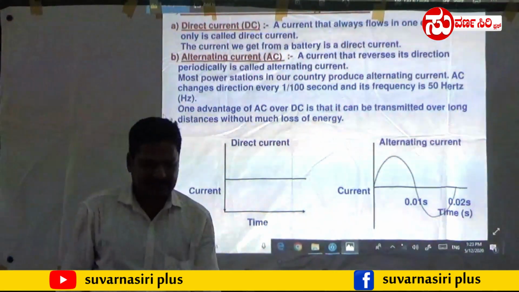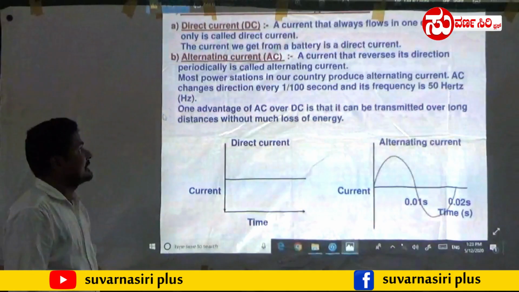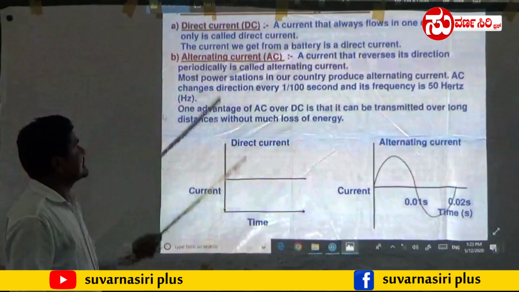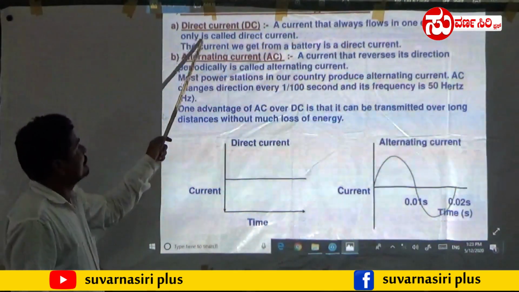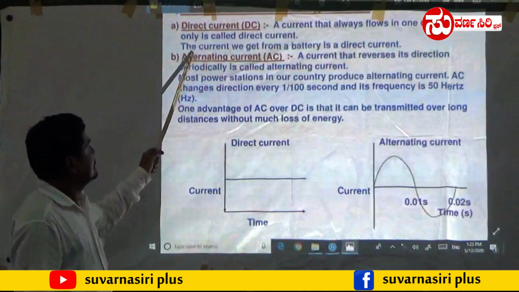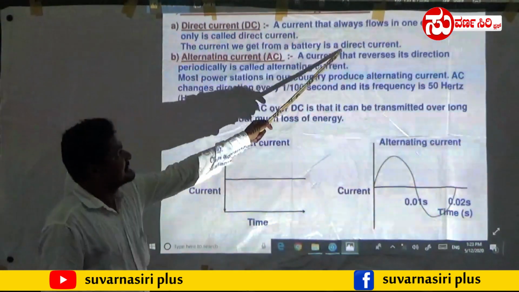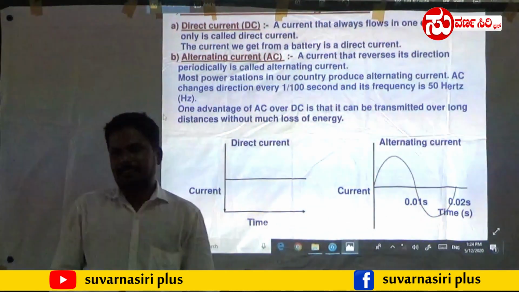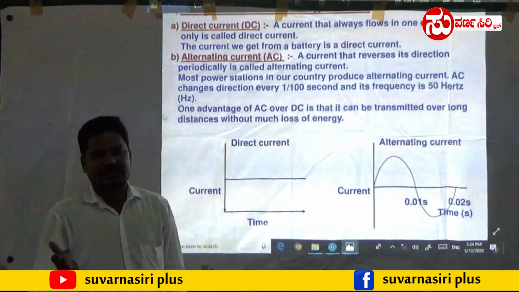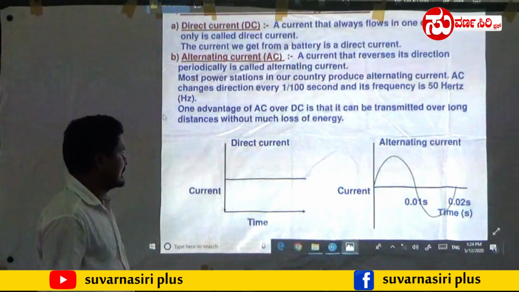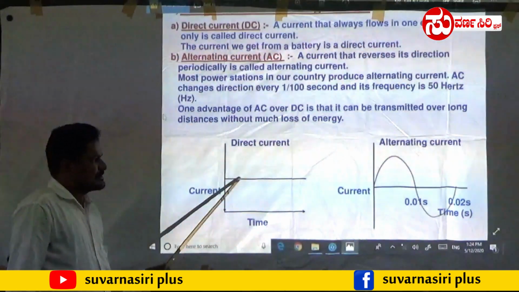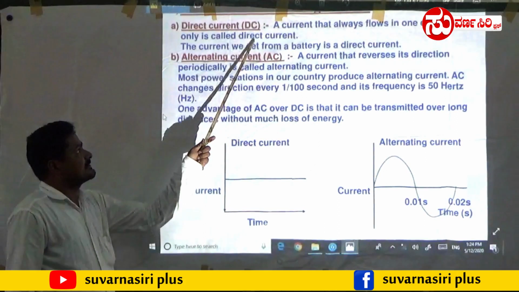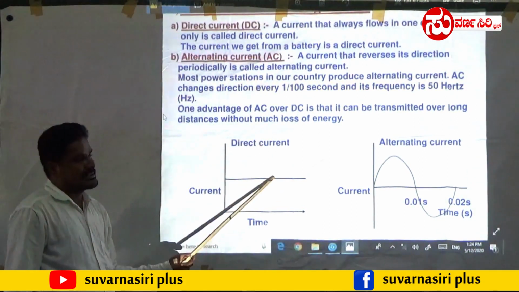So how do direct current and alternate current flow in the conductor? A current that always flows in one direction only is called direct current. The current we get from a battery is direct current. It is not moving in different directions, it is moving in only one direction. Here the graph is for direct current. It is not changing its direction. It is flowing in one direction only, so that's why it is direct current. It is stored and present in the battery.